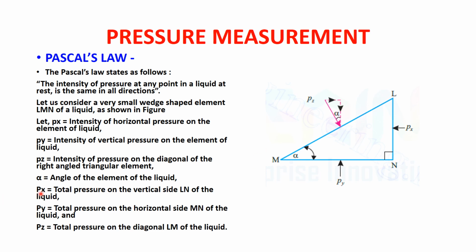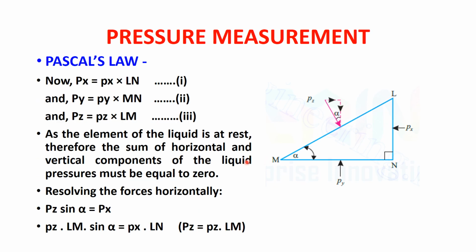So Px, Py and Pz are the actual total pressure values. Capital Px is the total pressure on the vertical side, capital Py is the total pressure on the horizontal side, that is MN, and capital Pz is the total pressure on the diagonal side, that is LM, for the liquid. Now for calculating the total pressure, again, as I told you, don't get mixed up between these two values. This capital Px is total pressure and this small px is the intensity of pressure at that particular point.